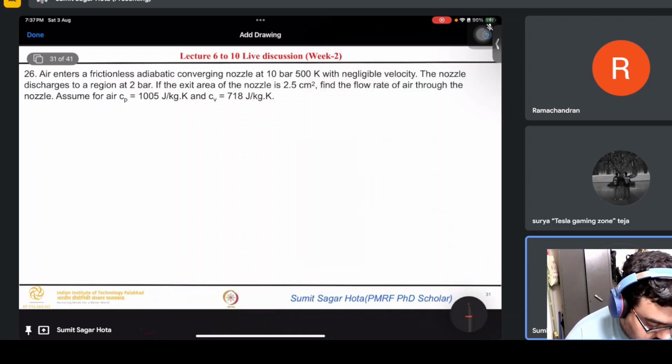The air enters a frictionless adiabatic converging nozzle at 10 bar, 500 Kelvin with a negligible velocity. The nozzle discharges to a region at 2 bar. If the exit area of the nozzle is 2.5 centimeter square, find the flow rate of air through the nozzle. Assume the air has Cp 1005 joule per kg Kelvin and Cv 718 joule per kg Kelvin. Let's write down what things are given.